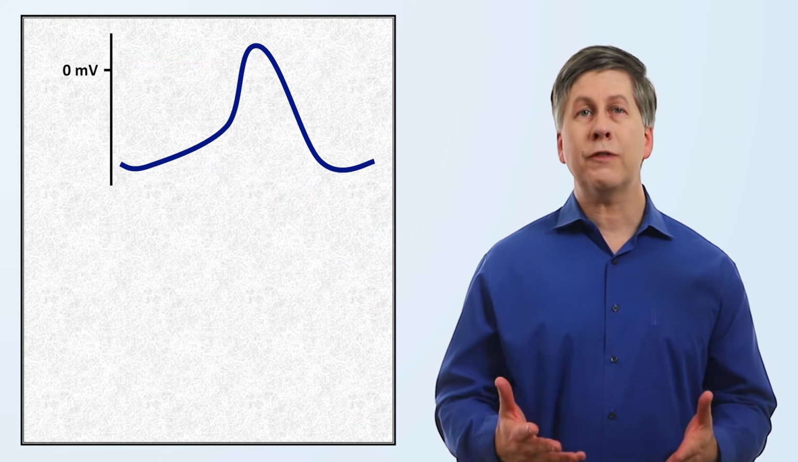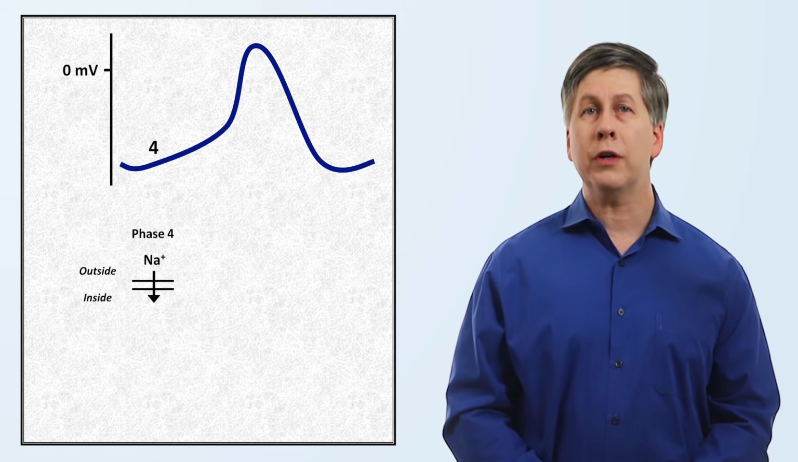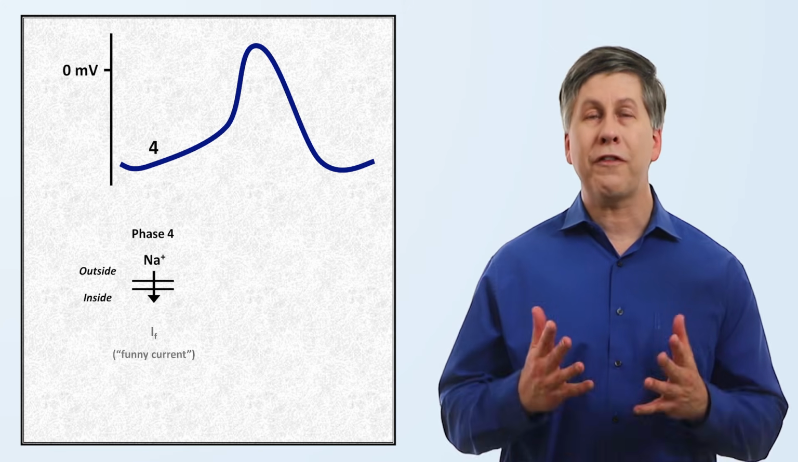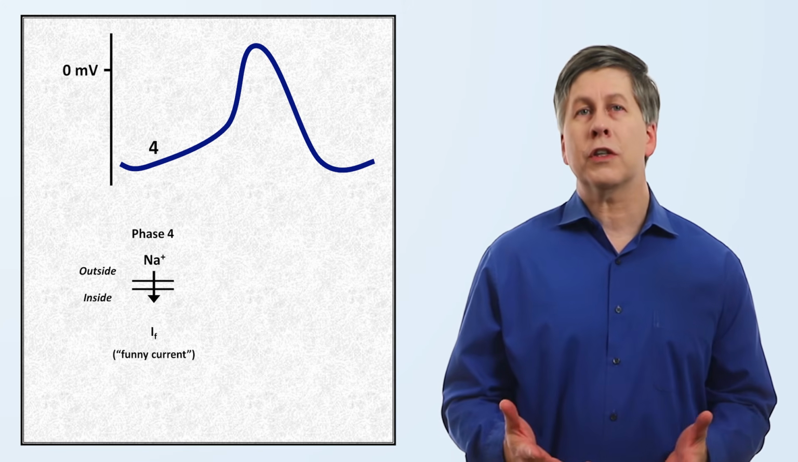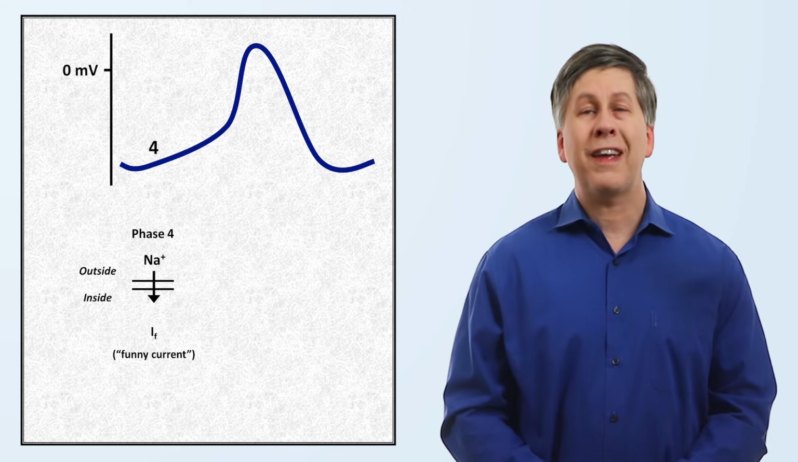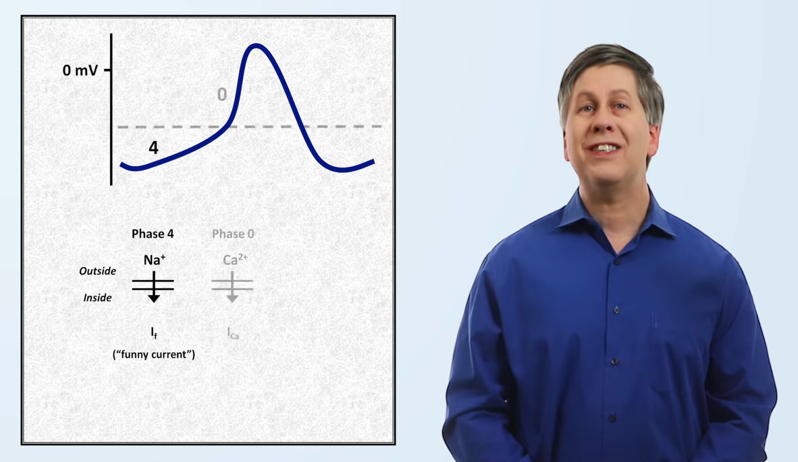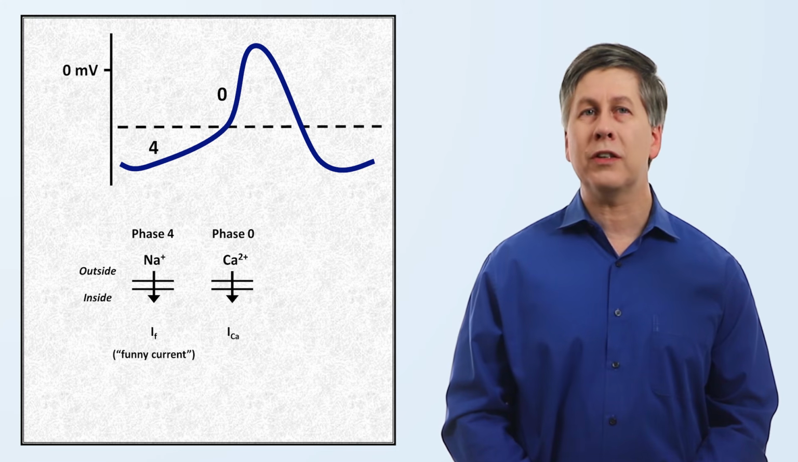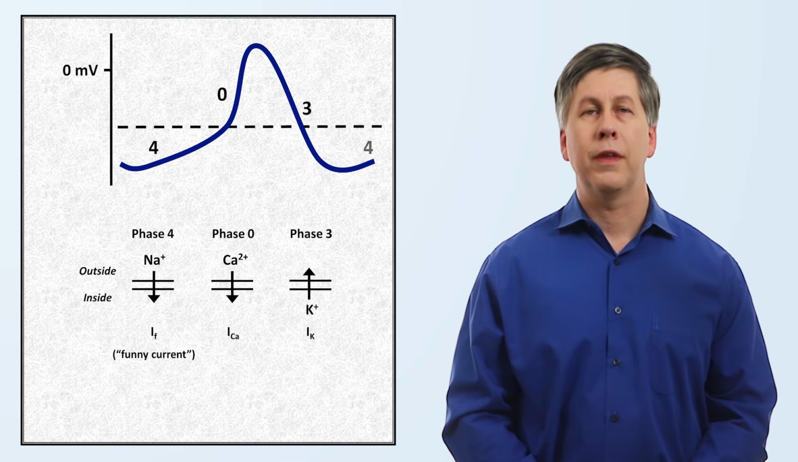What's the ionic basis for this action potential? Phase 4 is caused by an inward sodium current that is literally named the funny current, abbreviated I sub F. Some prefer to call this current the pacemaker current, but even when they do, it's still abbreviated I sub F. Phase 0 is due to an inward calcium current, and phase 3 is due to an outward potassium current.